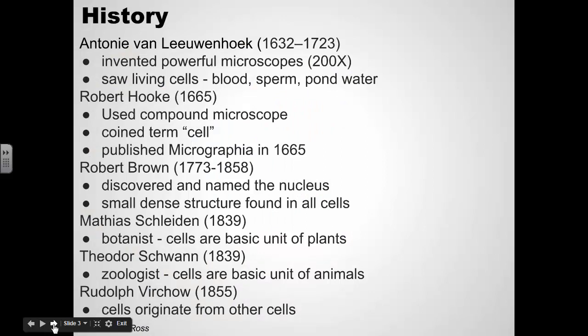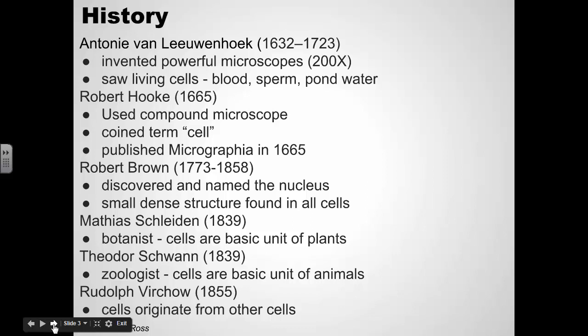Let's just talk about an overview of how we learned about cells. So again, it was really not until the advent of microscopes that it became easier for scientists to study cells. Because cells are microscopic, and to see their structures you need a microscope. And so many of the first pioneers of cell theory started as microscope makers.